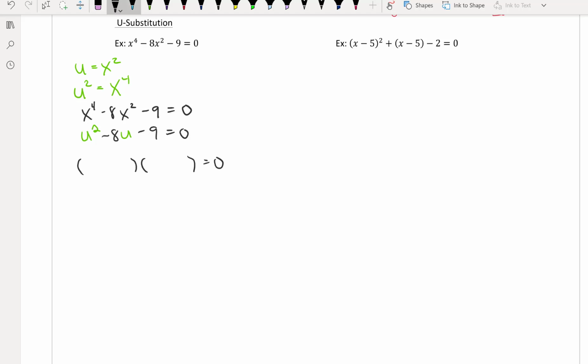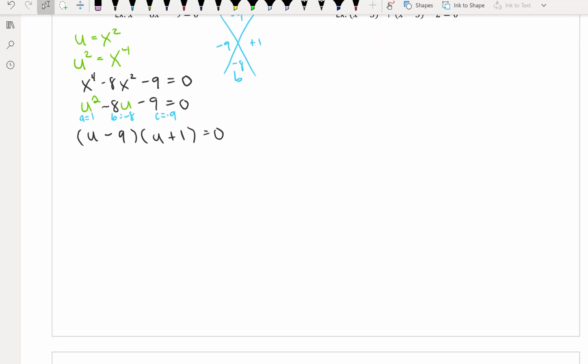Some of you still like the AC method, and that's fine if that is your preferred method. Remember here, my a value is 1, my b value is negative 8, and my c is equal to negative 9. So I would have negative 9 on top and negative 8 on the bottom. That would give me a negative 9 and a positive 1. These two multiply to negative 9, but add up to negative 8. Because the leading coefficient is 1, I know this is going to factor as u minus 9 and u plus 1. Now I set each thing equal to 0.